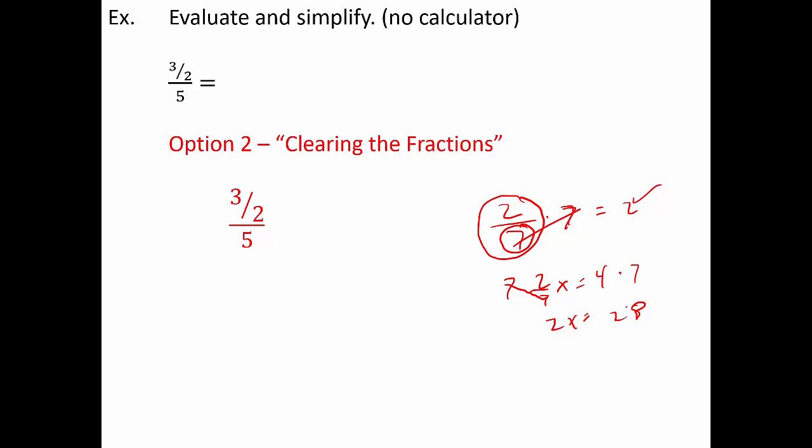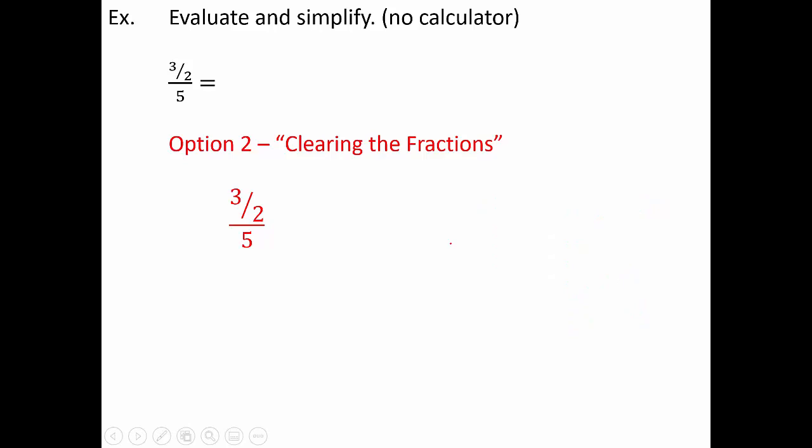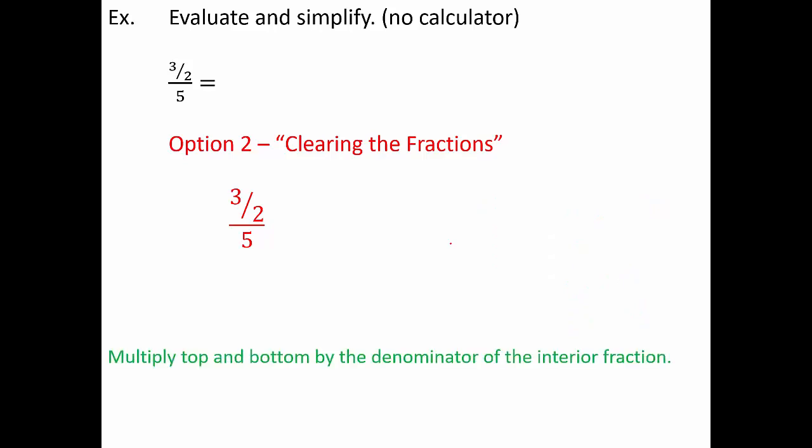But we're not solving equations here, we're simplifying fractions. And the rule with fractions is whatever I do to the top, I must also do to the bottom. So that's what we're going to do here. In order to simplify a nested fraction using the clearing the fractions technique, multiply the top and bottom by the denominator of the interior fraction. In this case, the interior fraction is 3/2. So the denominator of the interior fraction is 2. I want to clear that denominator out. In order to do that, I'm going to multiply top and bottom of the overall fraction by 2.